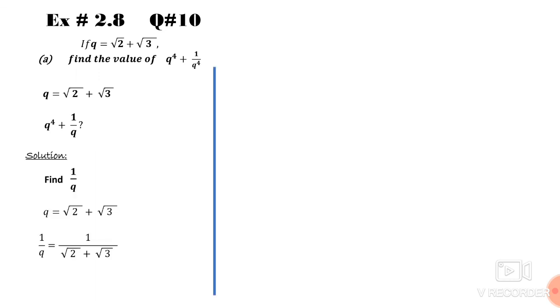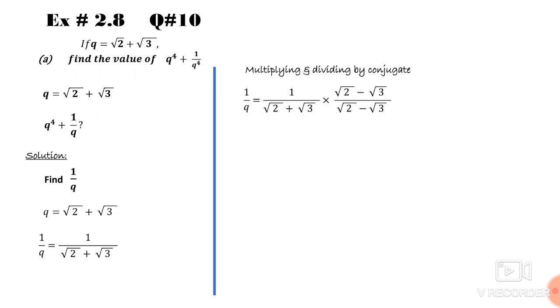Question number 9. Exactly the same as question number 8. You will solve it yourself. Question number 10. Q is given to us. We have to find the value of Q4 plus 1 upon Q4 in the first part. Okay, you can do it yourself in the exact same way as you have done the previous question.